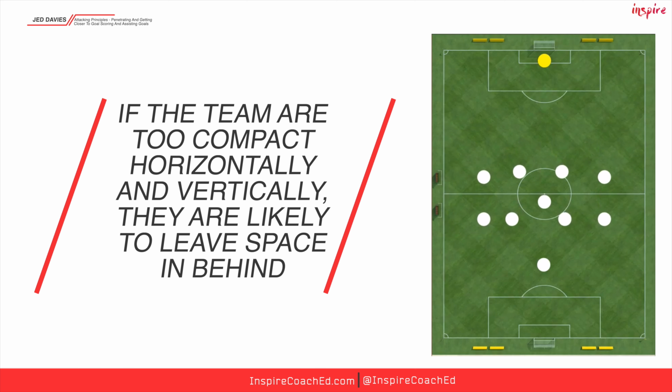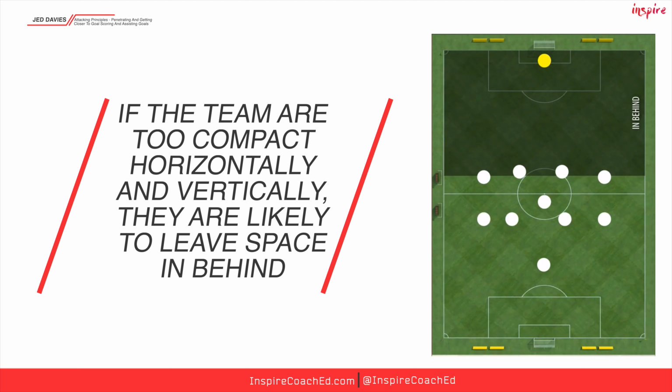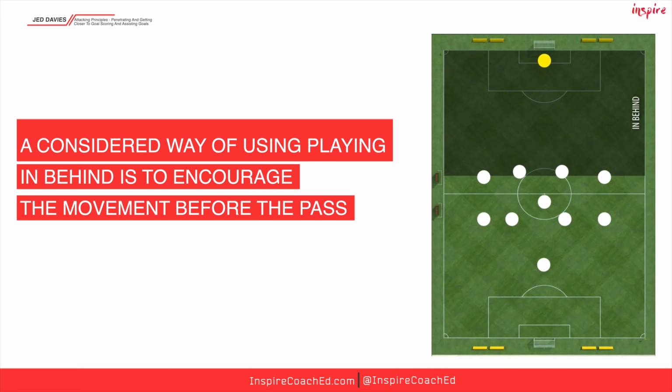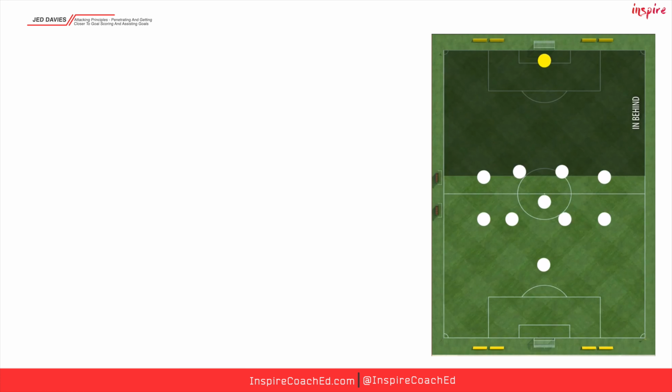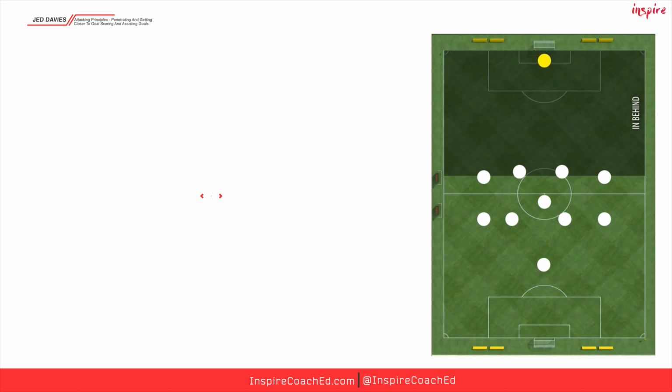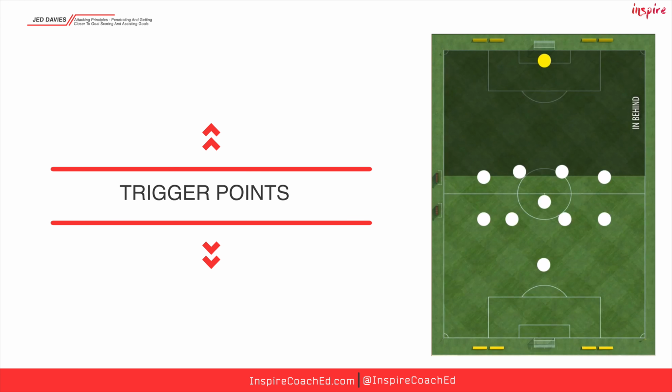And then the last one, if the team are too compact horizontally and vertically, then they're likely to leave space in behind. In this particular example anyway, they've left space in behind. Now, I just want to be careful with what I mean by that. A lot of people would incorporate playing in behind into their models to try and win, but a considered way of using playing in behind is to encourage the movement before the pass, would be one component. So a striker or a winger making his movement in behind before the pass is played. And there are various trigger points for that movement.